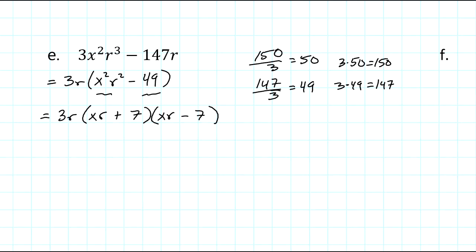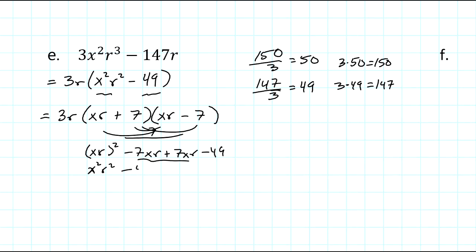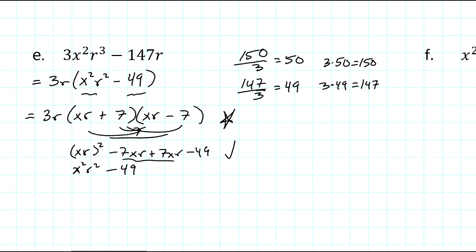And then this should FOIL out to xr quantity squared, which is x squared r squared, using our exponent rules. We'll have a minus 7xr and a plus 7xr and then a minus 49. Those will cancel. It's a minus 49, and so that all works. And so this is our final answer right there. The xr plus 7 and the xr minus 7 do not factor, and so we're all good to go.